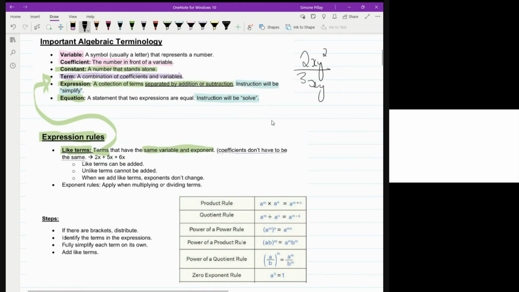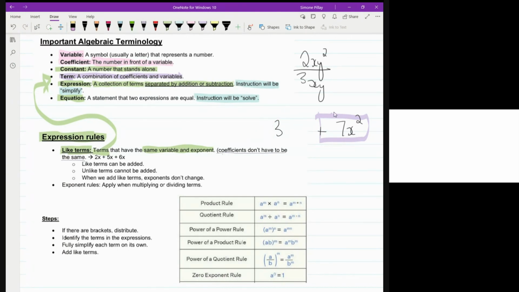Now, what I want to ask you guys is, plus 7. Are these like terms? Do we have like terms over here? Shady is saying yes. Uma is saying yes. Anybody else? So they are like terms.